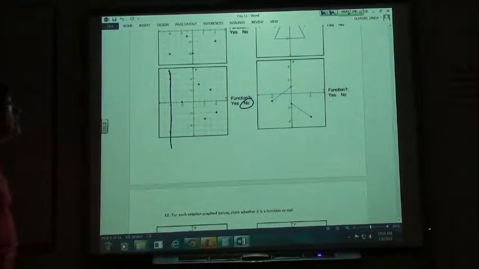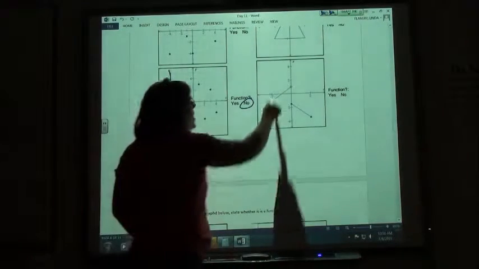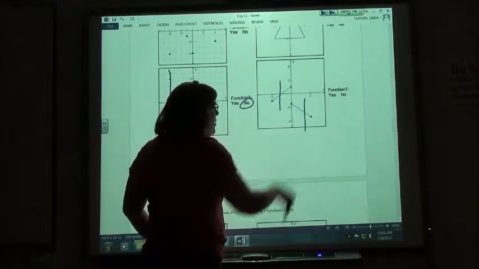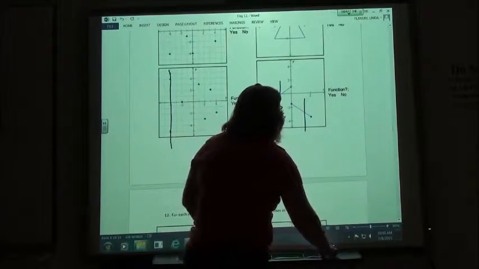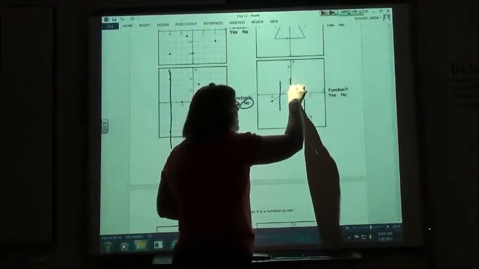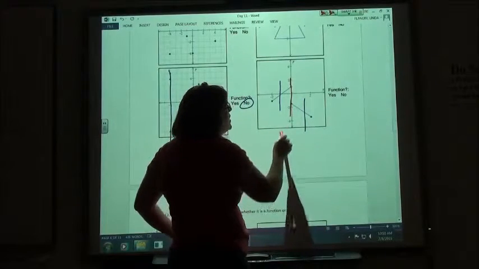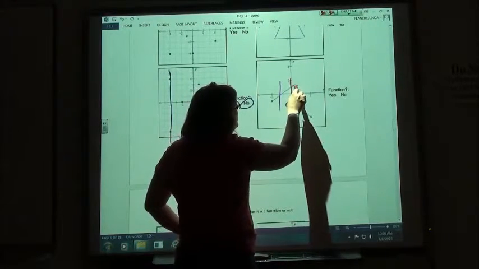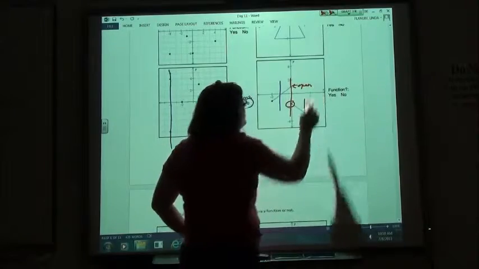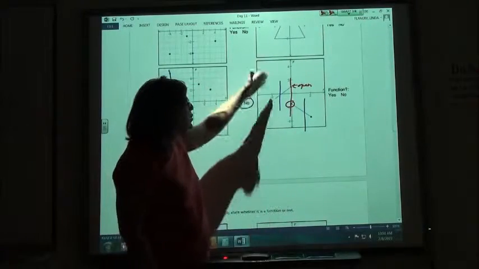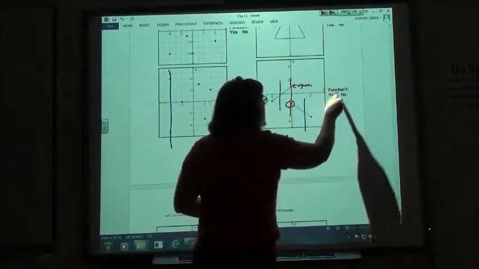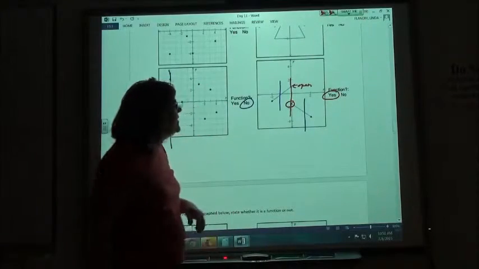Now this one's a little bit tricky. If I drew my line over here, it only touches once. Here it touches once. If I draw my line right here, it's still only touching once because this one's closed, but this one is open, so I'm not touching that dot. So every line I drew only touched one point. Yes, it is a function.